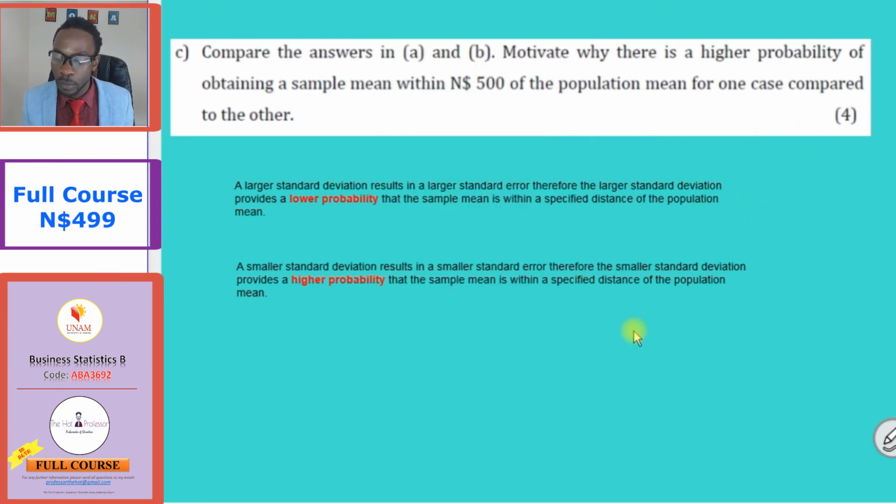Your conclusion, you can make it in both ways. Either by looking at the larger standard deviation: a larger standard deviation results in a larger standard error, and therefore, the larger standard deviation provides a lower probability because it will make your interval smaller. But a smaller standard deviation will make the standard error also small. Therefore, the region will be wider. All right, so that's how we deal with question C. See you on the next question.